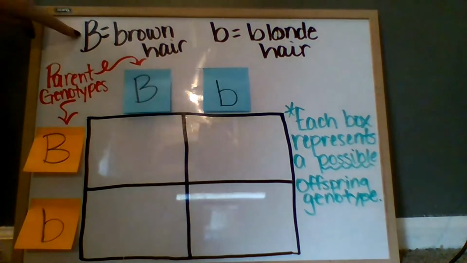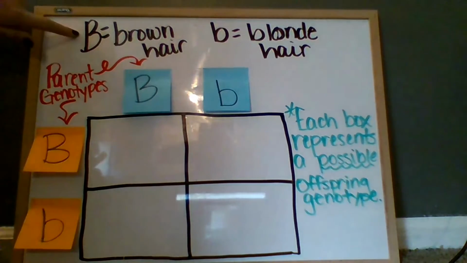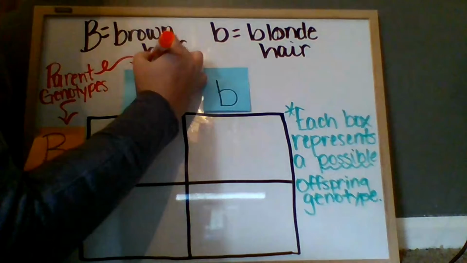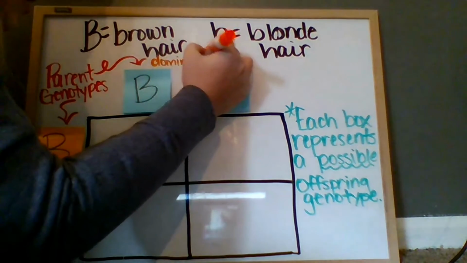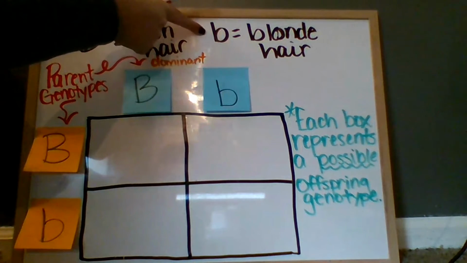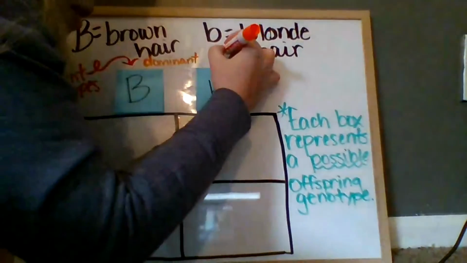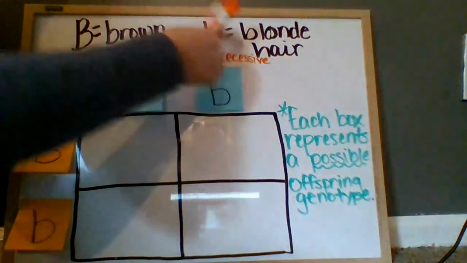You'll notice that up here I have capital B equals brown hair. And if you remember from last week, a capital B, this allele with a capital letter, what kind of allele does that stand for? A dominant or a recessive? Okay, you should have said dominant. So brown hair is dominant, and the lowercase allele then stands for dominant or recessive. The lowercase letter stands for the recessive trait. So blonde hair is recessive.